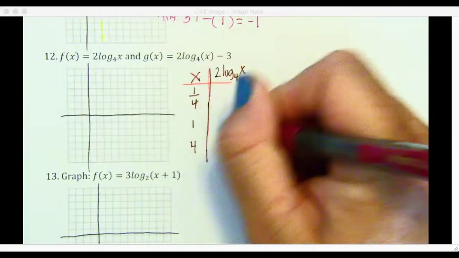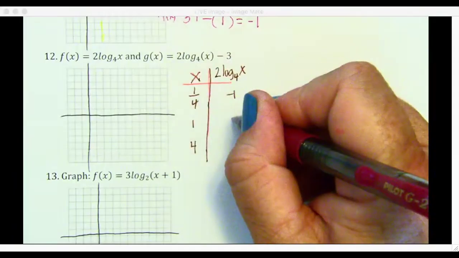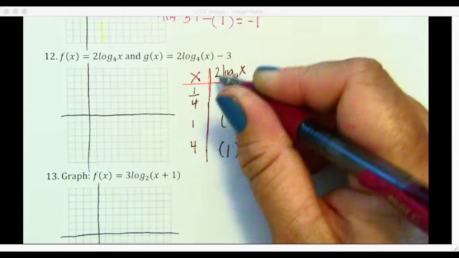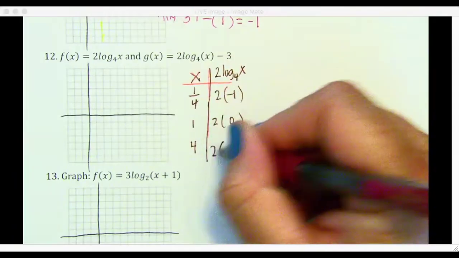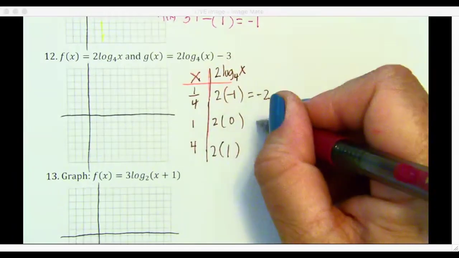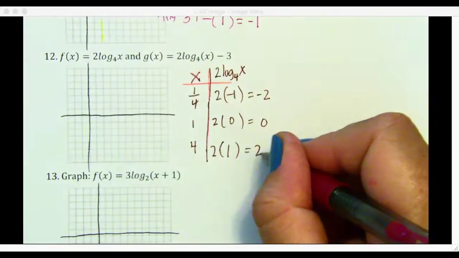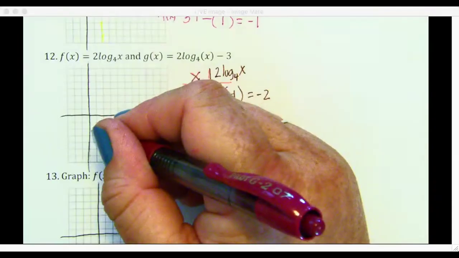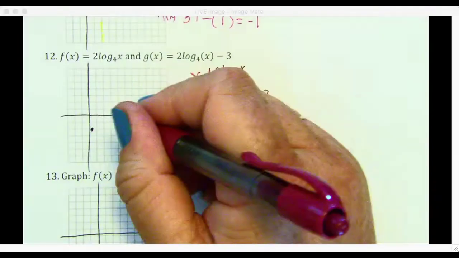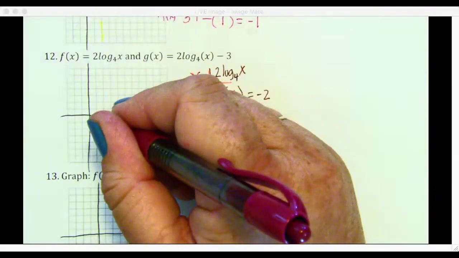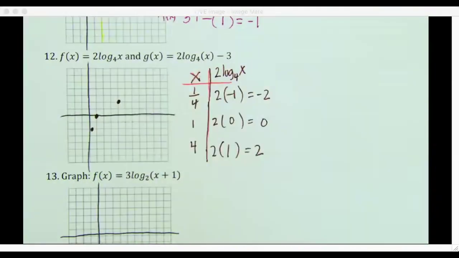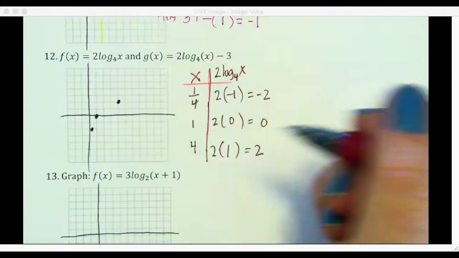Our base is 4, so I'm going to use 1/4, 1, and 4. Normally I would get out -1, 0, and 1, but these values are all being multiplied by 2, so I end up with -2, 0, and 2. Plotting those points: 1/4, -2; 1, 0; and 4, 2. It's stretched my graph by a factor of 2.